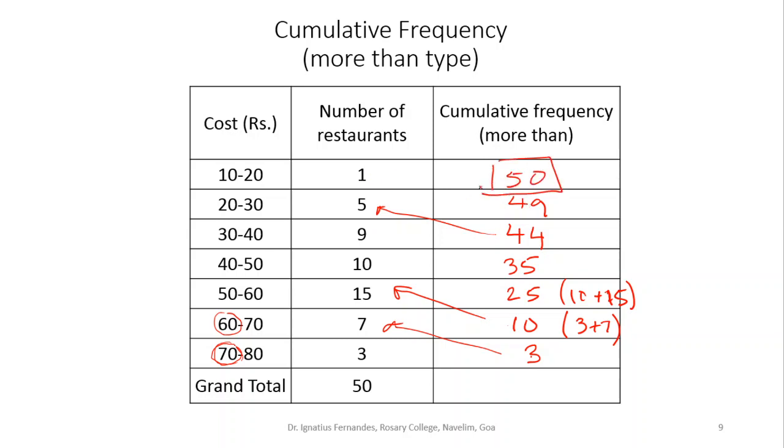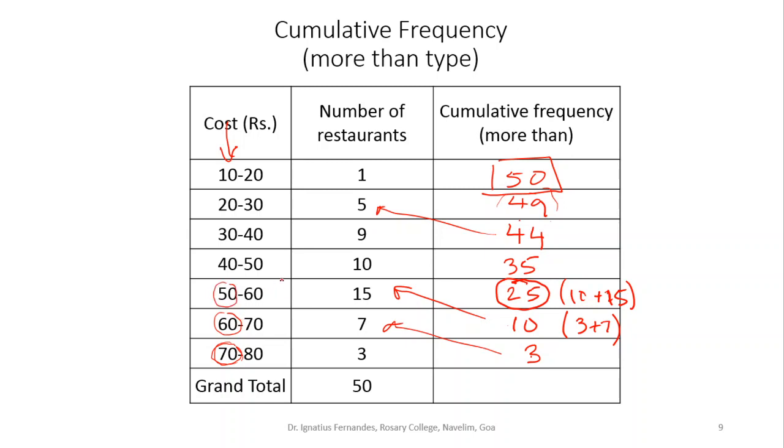This is the total frequency. So this is how you find out more than cumulative frequency. You start from the last row. Now what we mean by the more than cumulative frequencies is that we are looking at the lower limits. So there are 50 restaurants which give you meal for more than rupees 10. There are 49 restaurants which give you meal for more than rupees 20. There are 25 restaurants which give you meal for more than rupees 50, and so on.